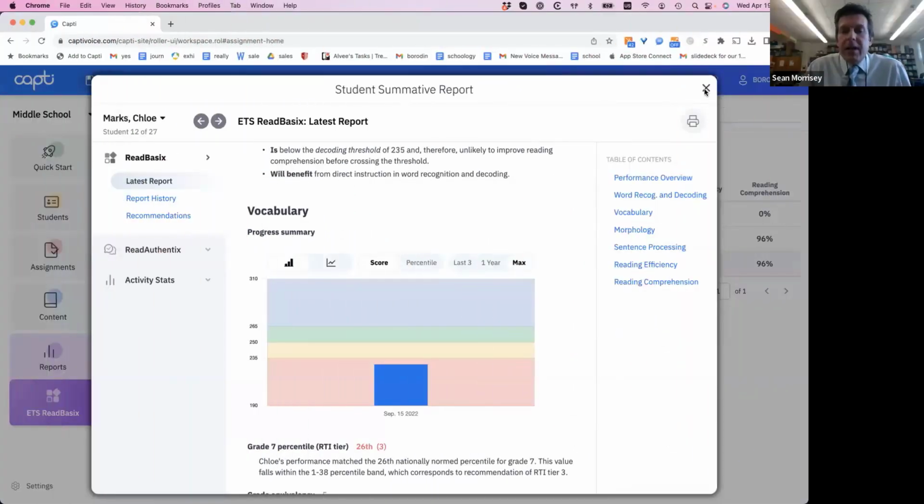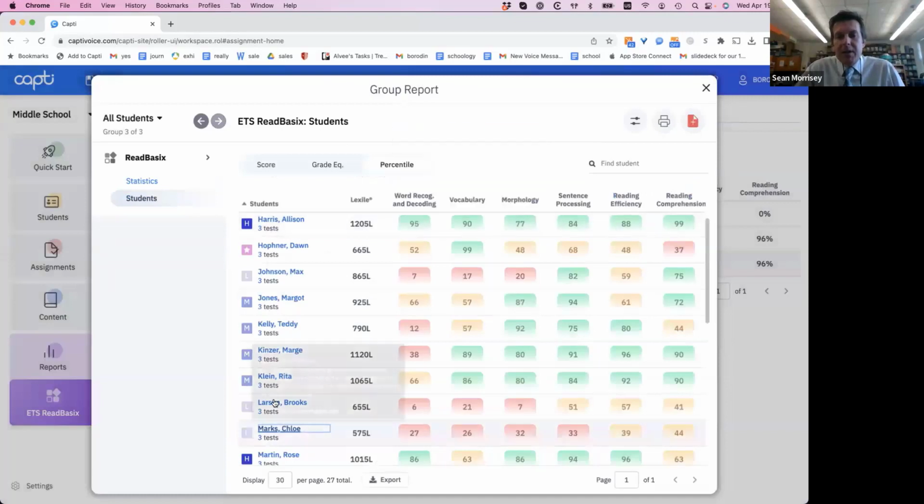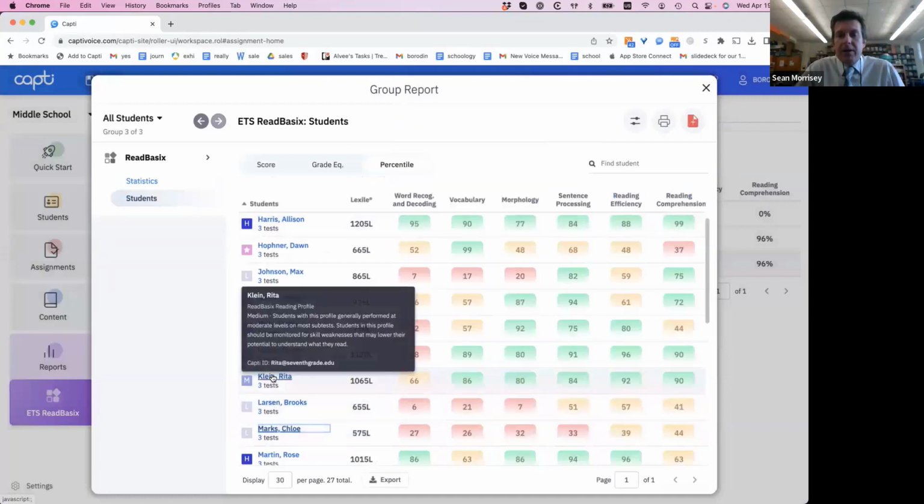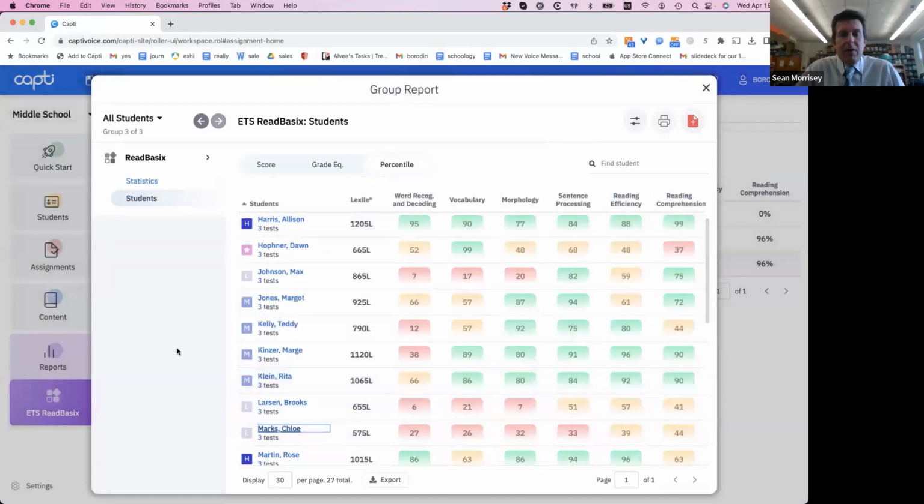Yeah, I use Capti with my students. I honestly like these subtests because there's not a lot out there that are really assessing vocabulary and morphology distinctly. So I use it 2 ways. I look at individual students. Are individual students growing? I like to see how they are against national norms. Then I also personally look at it as my whole class.